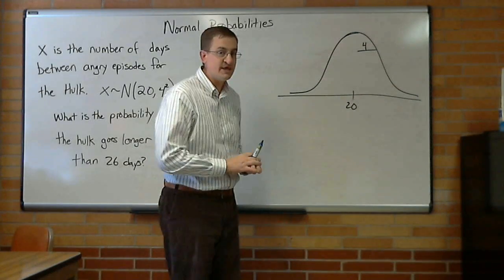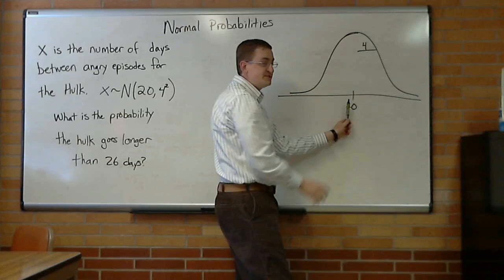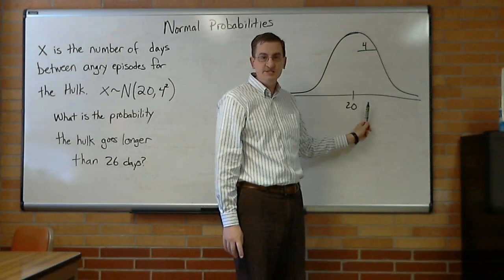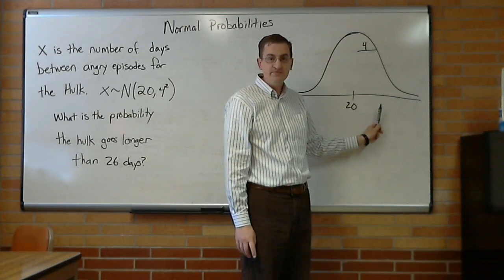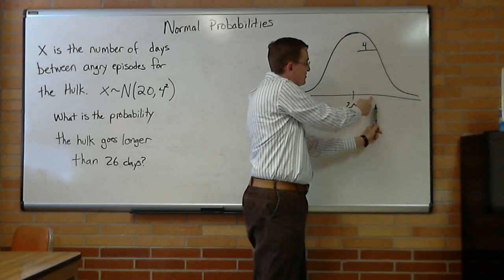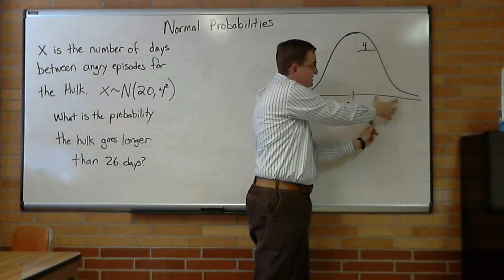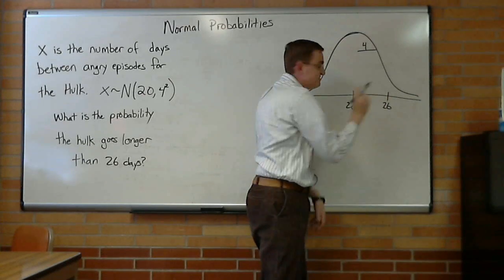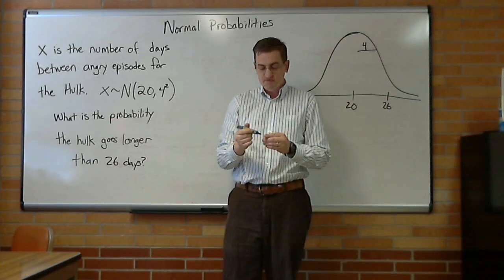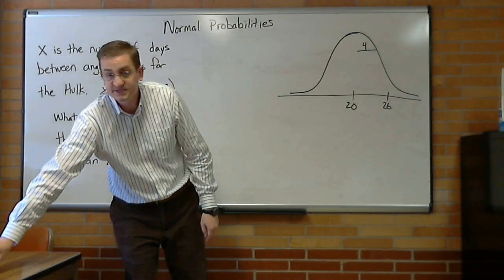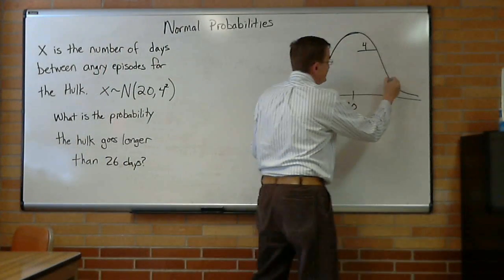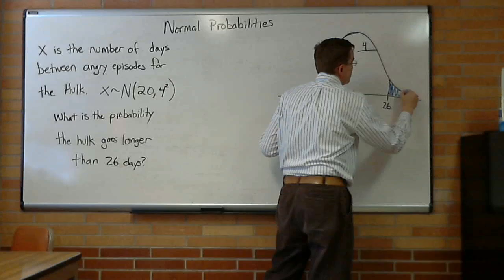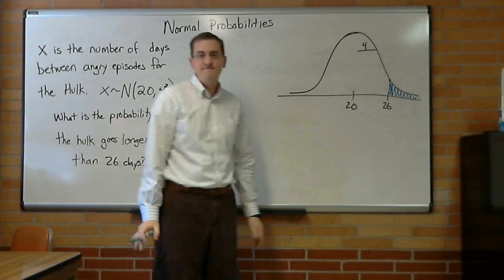Well, I can draw that. Where is 26? If we were in class, I'd do this, and you'd tell me when to stop. And hopefully what you would see is this is 4, so 24 lands right there. 28 is right here. 26 must be right there. So what's the probability the Hulk makes it more than 26 days? You would find this area right there. We can kind of eyeball that, 5, 10.